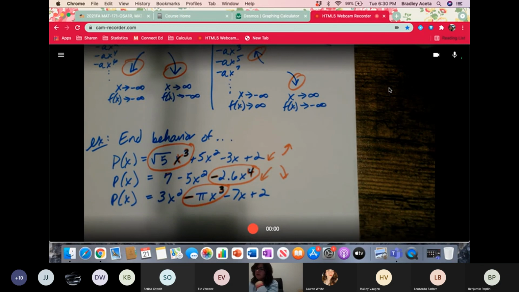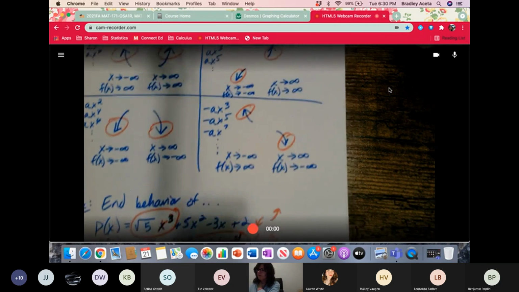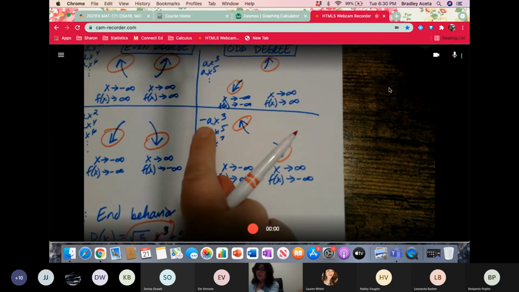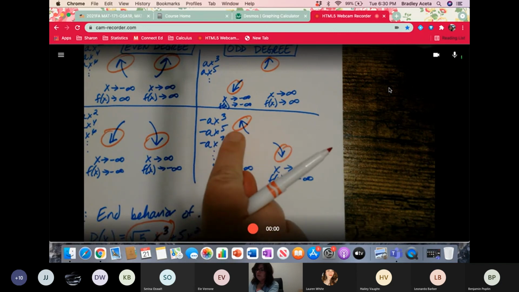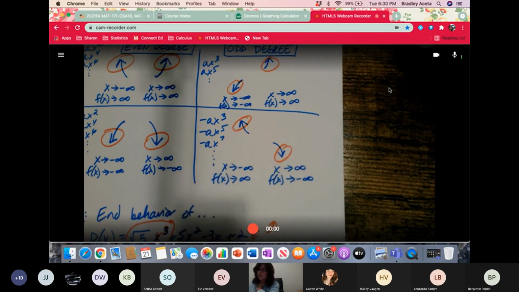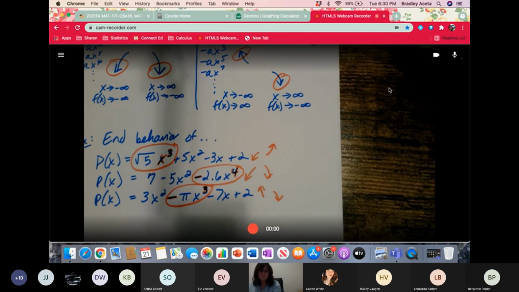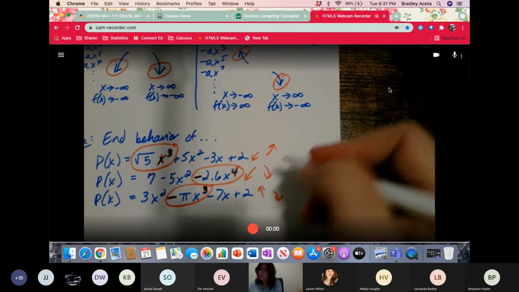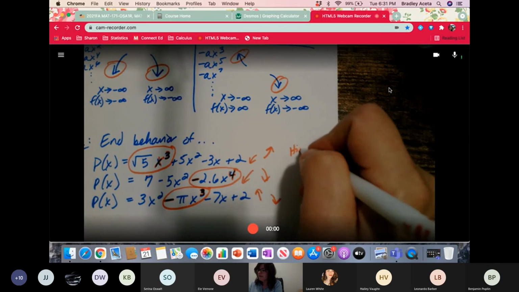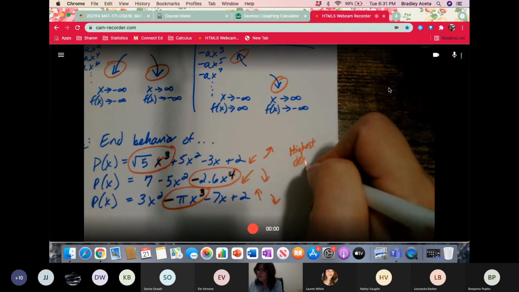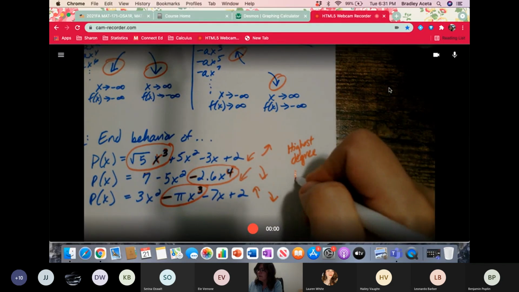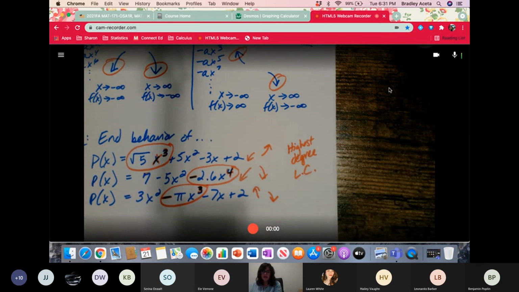It's a negative cube. So we go over here, negative x cubed would start up and end down. Up, down. And then you can fill out. Again, this is the highest degree. Look at your leading coefficient. You've got to look for that. Highest degree, leading coefficient. Easy peasy, lemon squeezy.